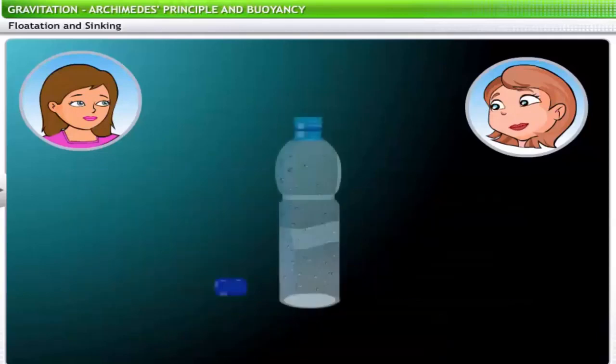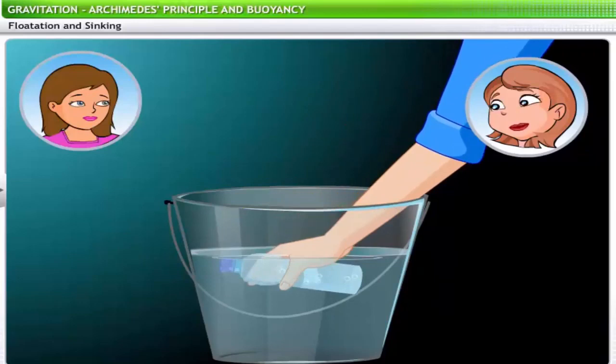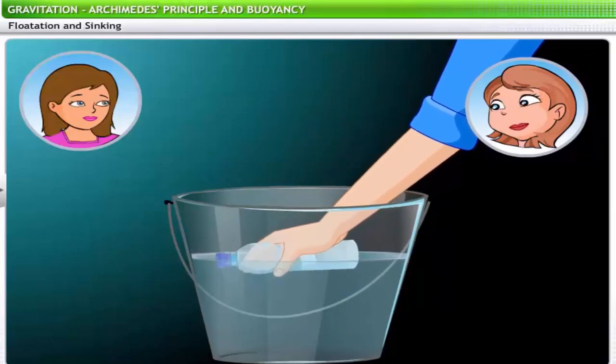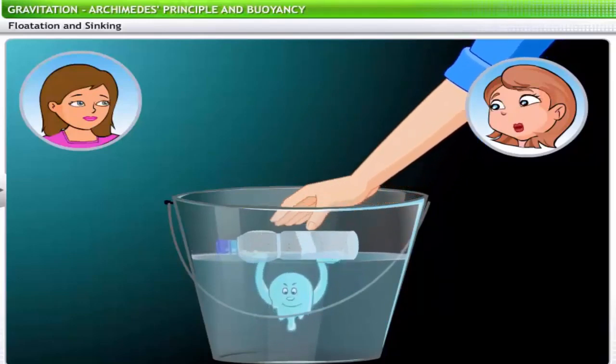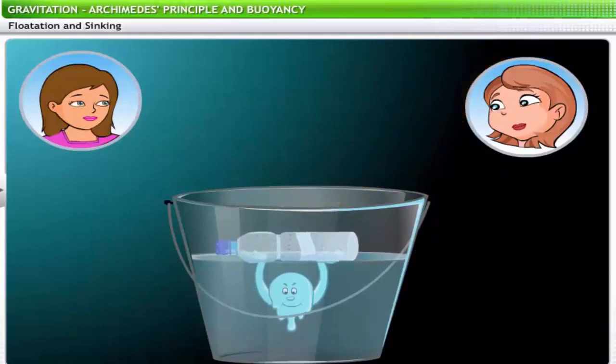buoyancy. Take an empty glass bottle and close its cap airtight. Put the bottle in a bucket filled with water. Then try to immerse the bottle in water. You'll observe that attempts to push the bottle down in the bucket are unsuccessful, and the bottle floats on water, even though the density of glass is higher than that of water.